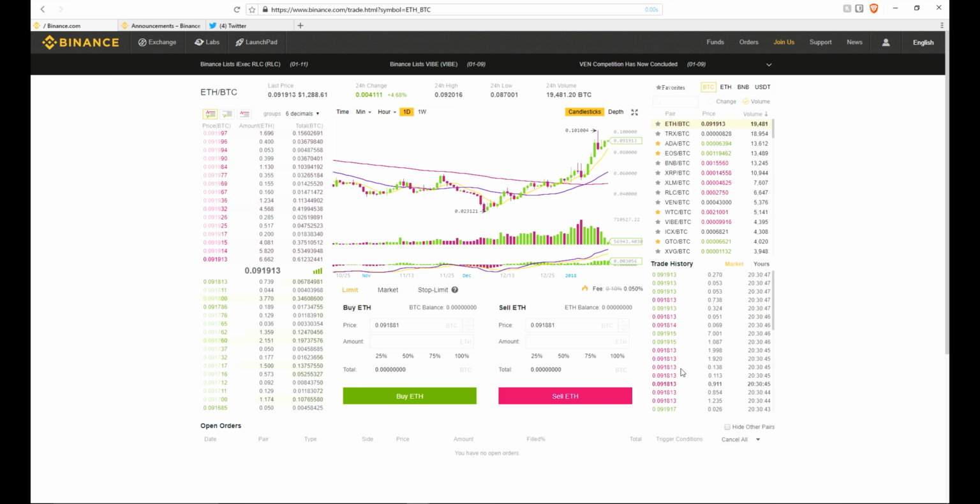Right here is going to be your time and sales on the trade history. That's going to let you know if it was a purchase on the bid or the ask, and the size in which that purchase was, and the time, of course.